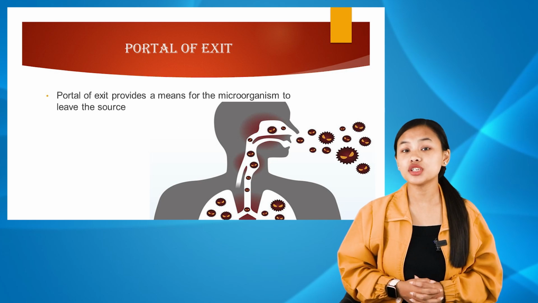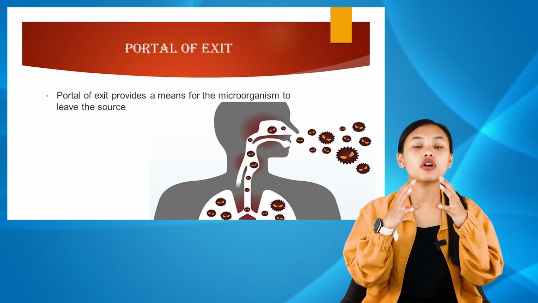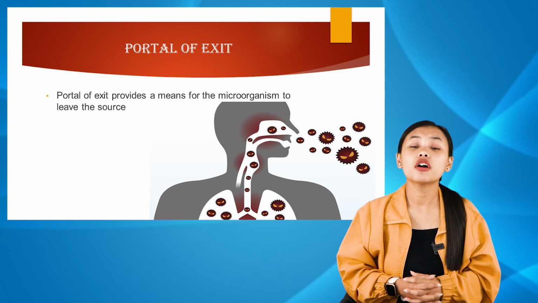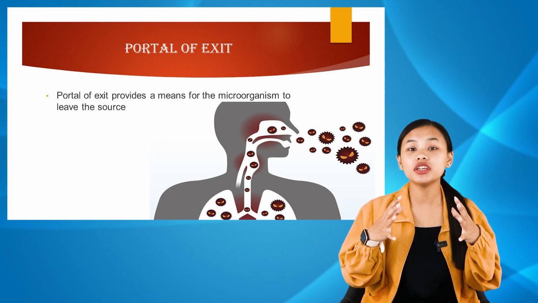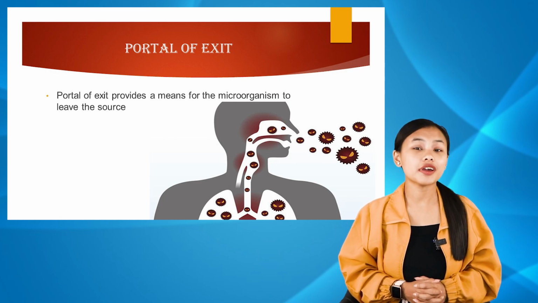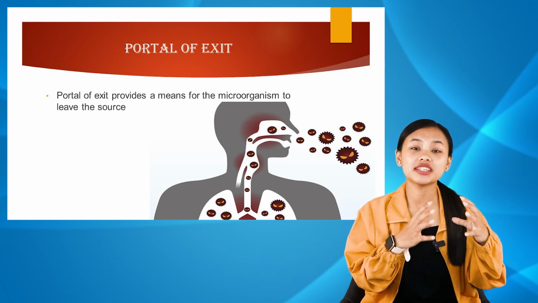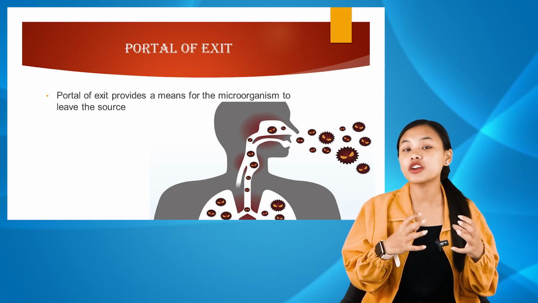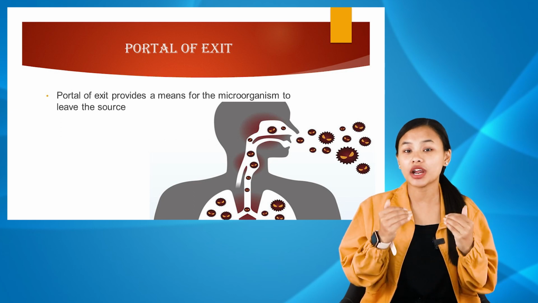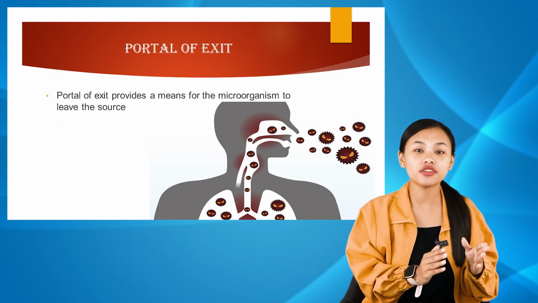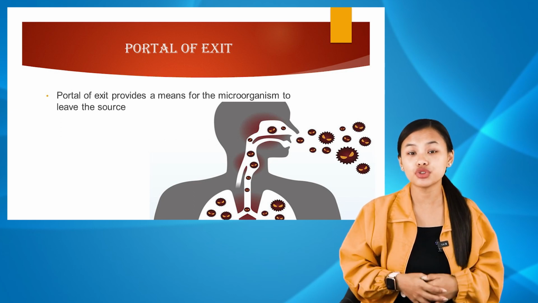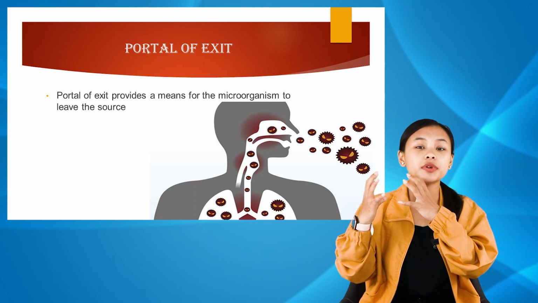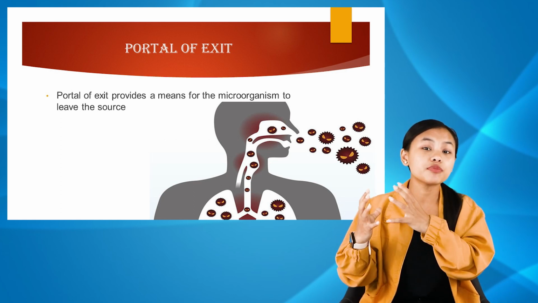And the next one is the portal of exit. This portal of exit provides a means for these microorganisms to leave the source. So if an infectious agent is already present in the source, in order for that infectious agent to leave and transfer from one person to the other, it can do it through the portal of exit, right? Where it will be able to leave from the source.